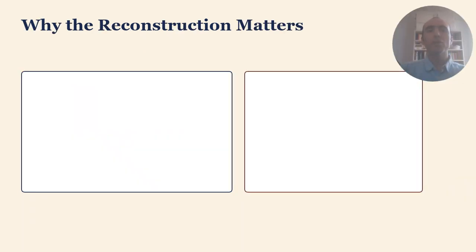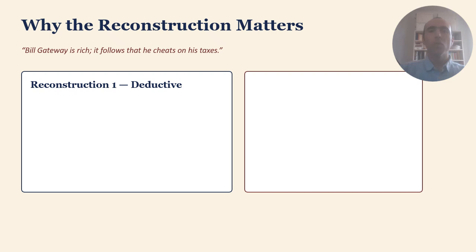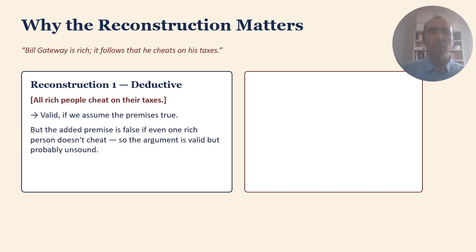Why does the reconstruction that we do of an argument matter? For example, Bill Gates is rich. It follows that he cheats on his taxes. We can do a reconstruction as a deductive argument. The missing premise will be: all rich people cheat on their taxes. This is a valid deductive argument if we assume the premises are true. But the added premise is false if even one rich person doesn't cheat. So the argument is valid but probably unsound.